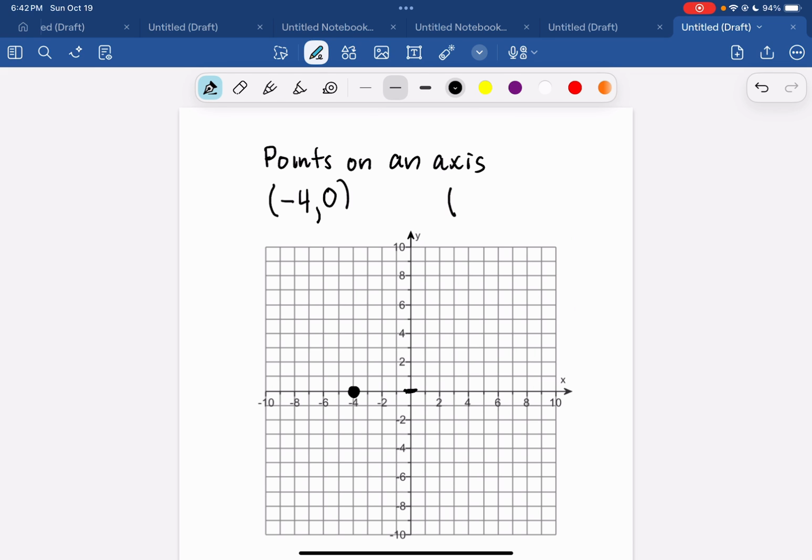Let's do another one. 0, 4. That's going to be on the y-axis because you don't go left or right at all. You go straight up 4. So whenever one of the coordinates is a 0, the point will lie on one of the axes. If the y is 0, it's going to be on the x-axis. Y equals 0, x-axis. X equals 0, it's going to be on the y-axis.